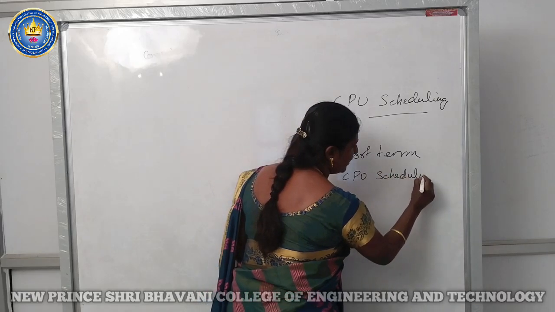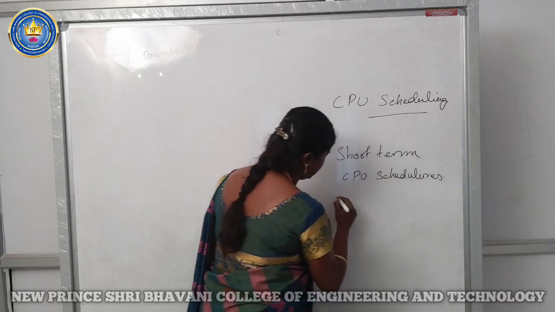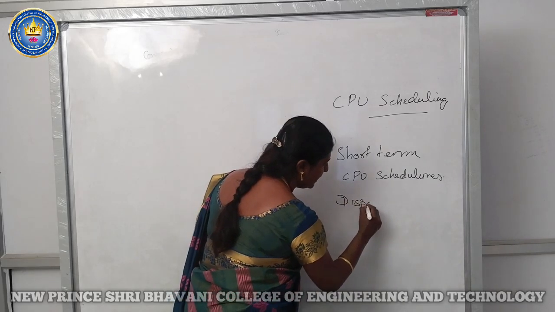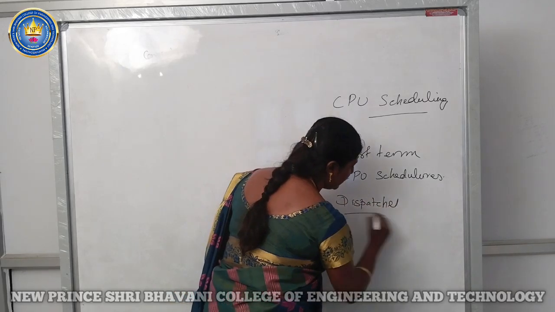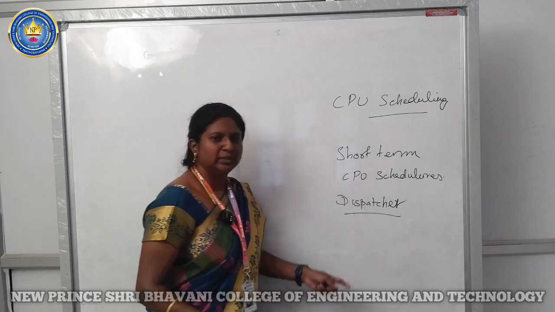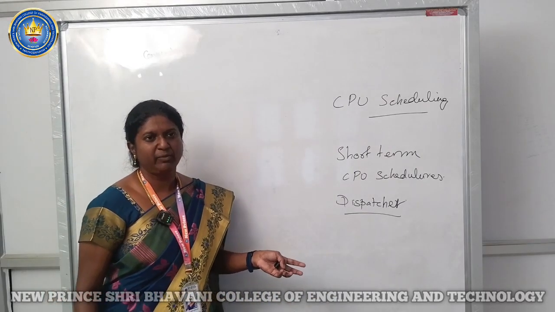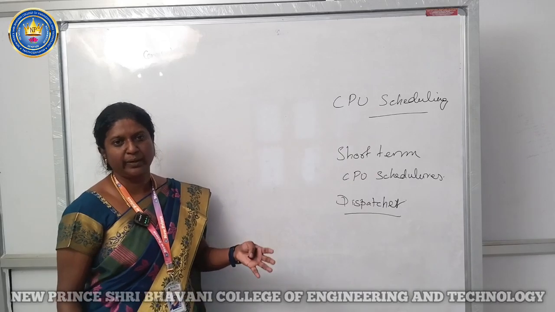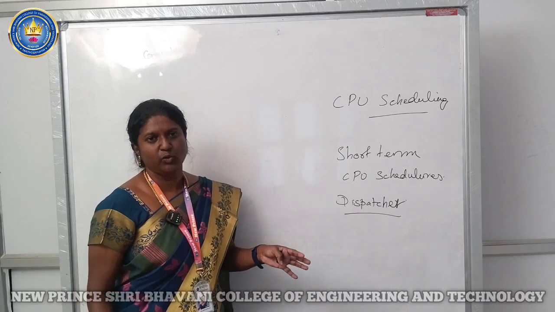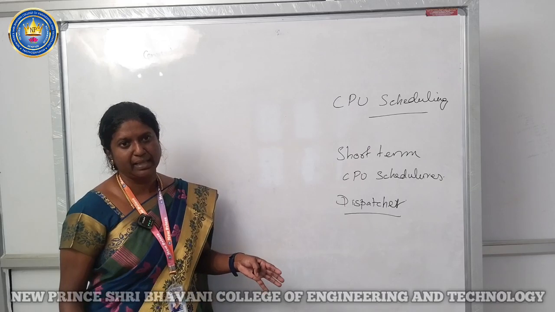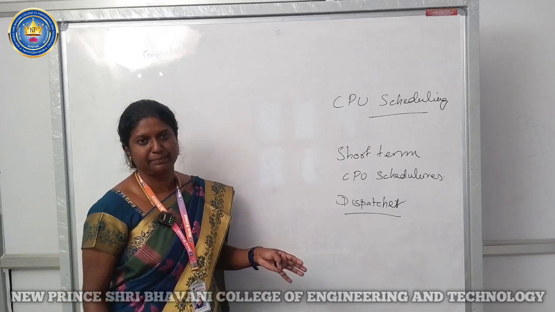And then one more thing we have to see about is the dispatcher. The control of the CPU is given by the dispatcher only. The function of the dispatcher is context switching between the jobs, and jumping to the correct location in the user program to restart the program. These are the functions of the dispatcher.